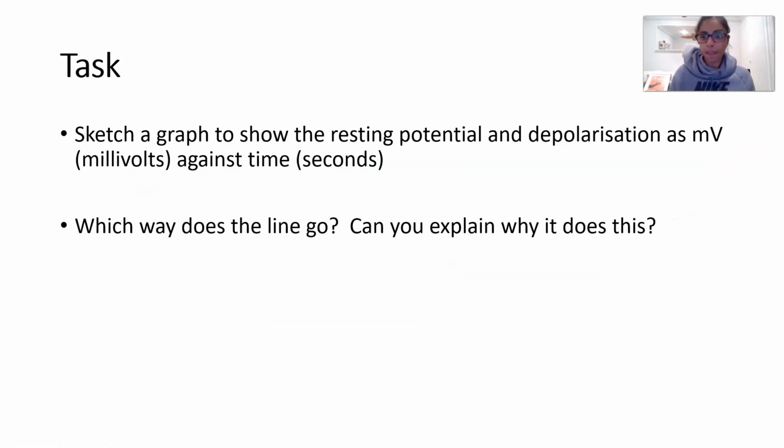Alright, so a task to finish off this lesson, sketch your own action potential graph and draw what is happening at each stage on the line and explain what's happening.